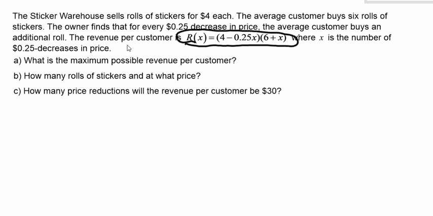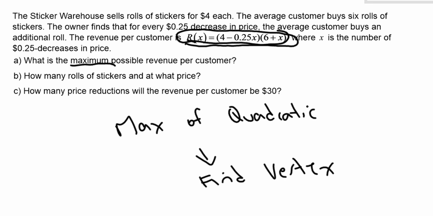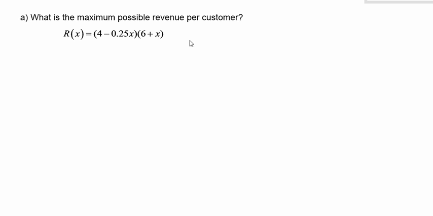And what I'm asked to do, if I go back to the beginning here, is to find the maximum possible revenue. And I know that if I need to find the maximum of a quadratic, then what I really need to do is to find the vertex. So that's going to be our goal, to find the vertex of the quadratic equation represented by this revenue equation. So how do we find the vertex of a quadratic?